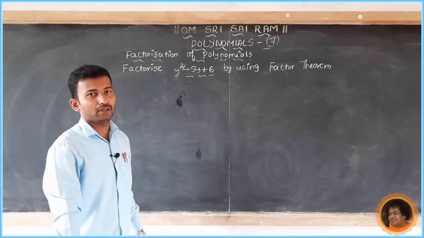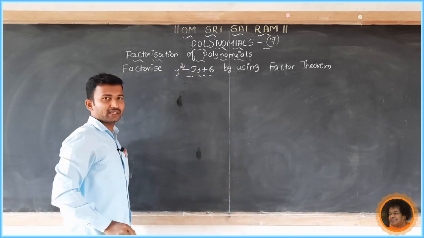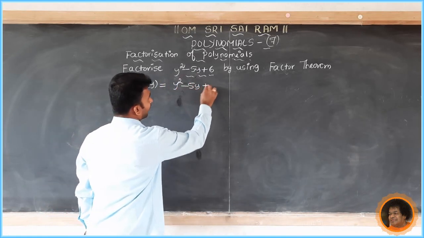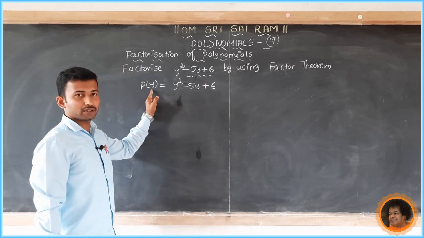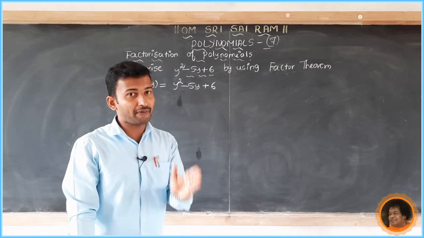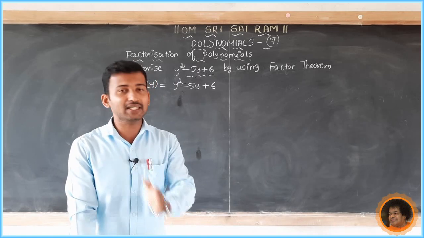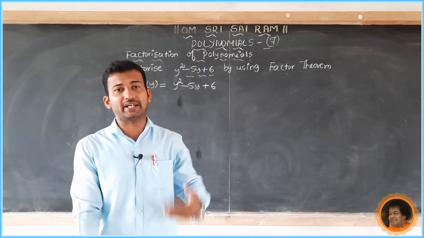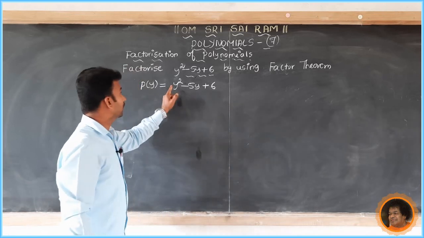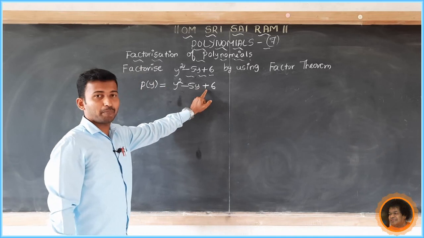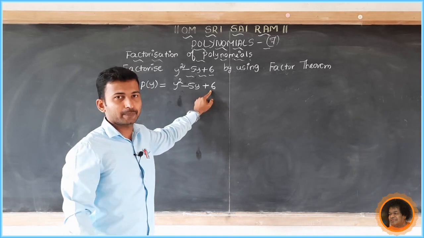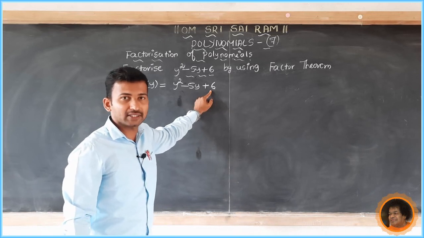So how to factorize? Consider the polynomial y square minus 5y plus 6 is equal to p of y. Because y is the variable, we write p of y is equal to y square minus 5y plus 6. What is the first step in factorization of a quadratic polynomial by splitting the middle term? Yes, list out the possible factors which give the product of the first and last term. Similarly here also, what is the first term? 1y square. What is the last? Plus 6. What is the product? 6y square, or the constant is 6. So we need to write the possible factors of 6.